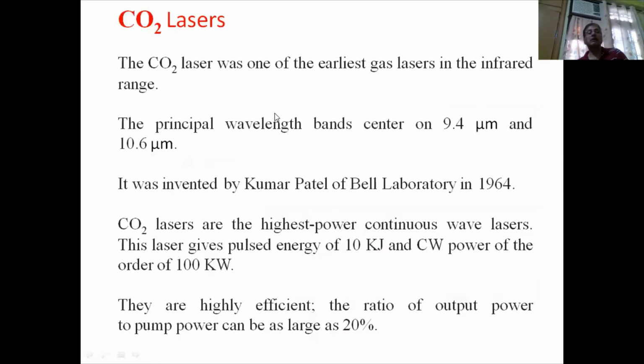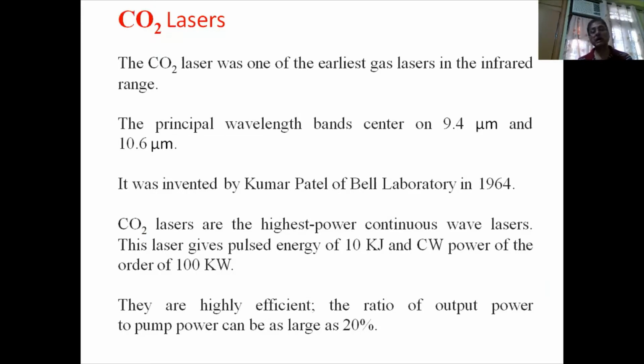Now, the carbon dioxide laser was one of the earliest lasers in the infrared range. The principal wavelength bands center on 9.4 micrometer and 10.6 micrometer. The carbon dioxide laser was invented by Mr. Kumar Patel of Bell Laboratory way back in 1964.